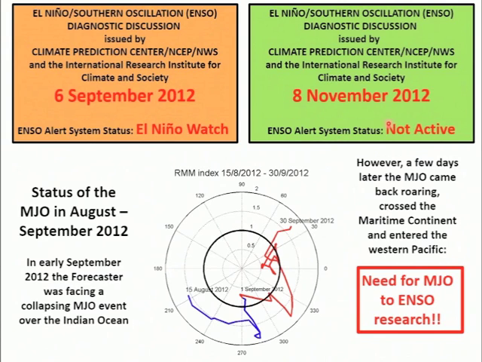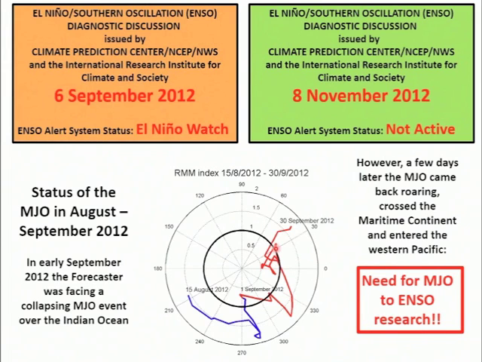Meanwhile, if we check the status of the MJO during this August-September period when the first forecast was issued, we can see that during August, a very significant, very strong MJO event was entering the Indian Ocean, but started collapsing in the Eastern Indian Ocean towards the first part of September, just before this forecast was issued, just to come back roaring in the Eastern Indian Ocean and the maritime continent, and then meandering in the Western Pacific.